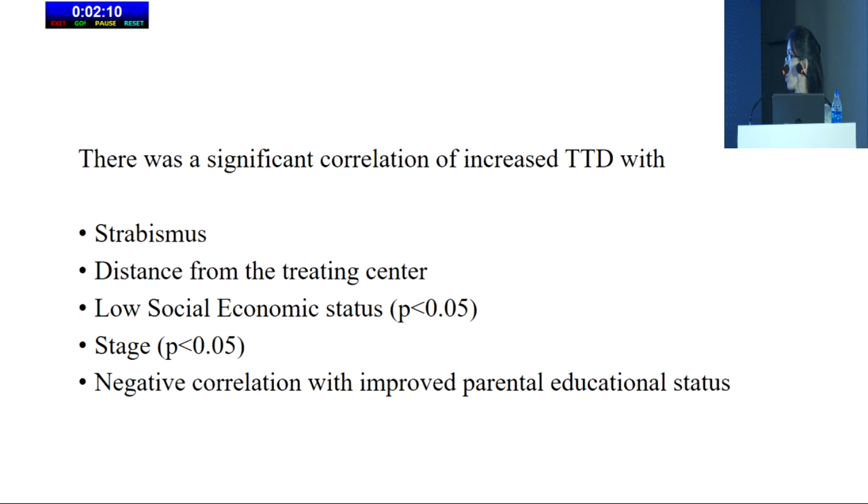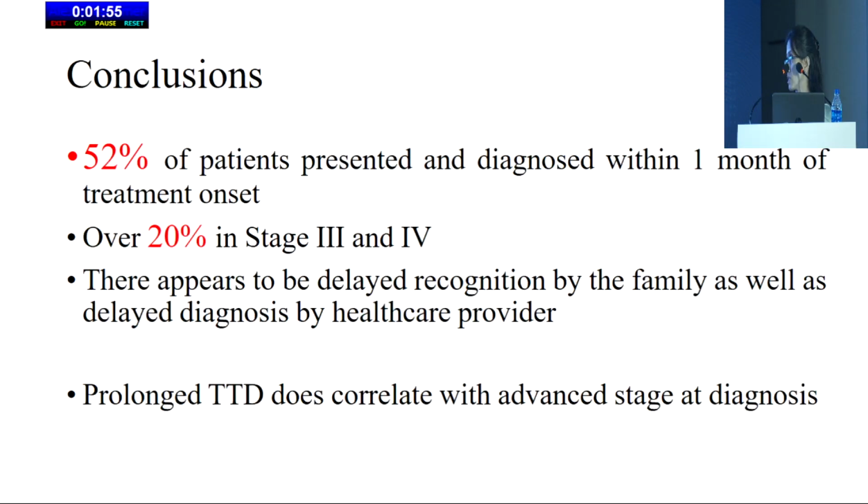There was a significant correlation of increased time to diagnosis with strabismus as the presenting symptom, greater distance from the treating center, low socioeconomic status of the patient, and stage of the disease, and there was a negative correlation with improved parental education status.